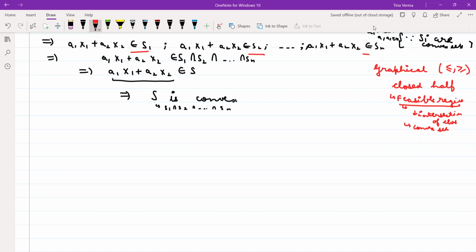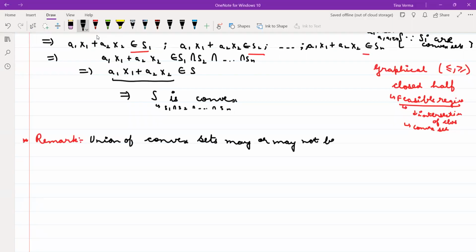Like you have already done in your linear algebra, that if you take H1 and H2 two groups, their intersection is also a subgroup, but their union may not be. The same remark is over here, right? That the union of convex sets may or may not be convex, right?